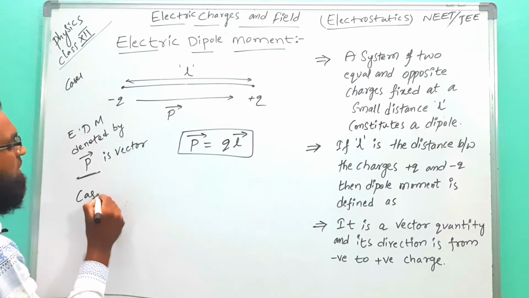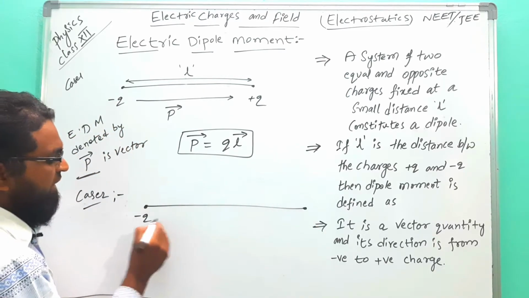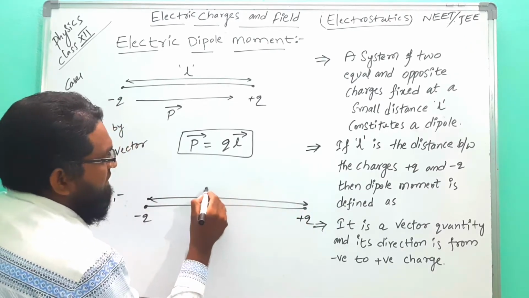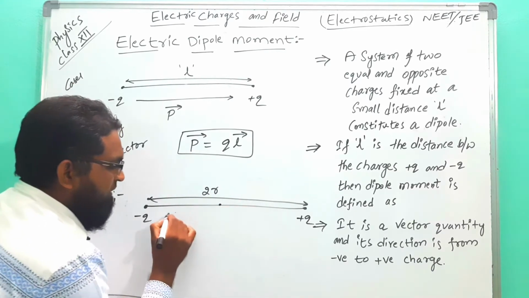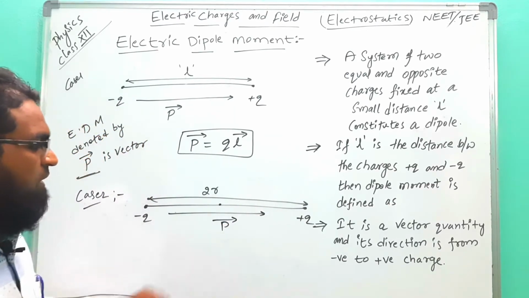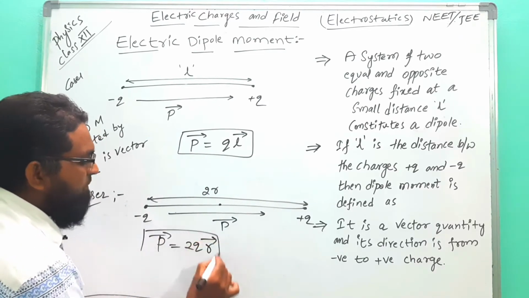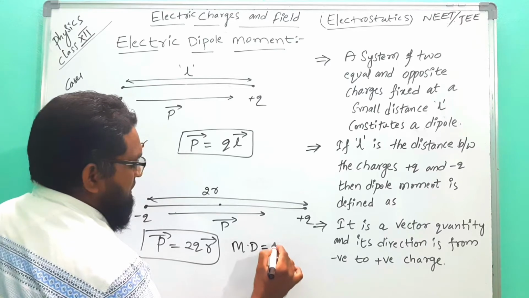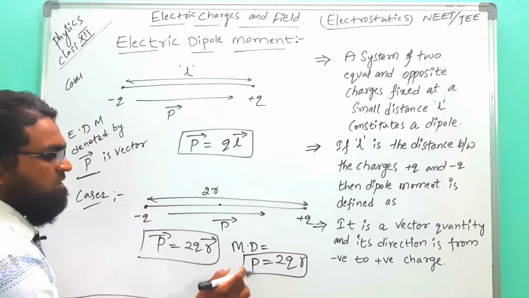Next, second example, case 2. For example, two charges are there and the length is increased. This is the negative charge and this is the positive charge. The distance between the charges is 2r. The dipole moment is directed from negative to positive, P bar, and here P bar equals 2Q R bar. This is very important, students. When writing the magnitude of the relation, P equals 2QR only. This is the vector form, and this is the magnitude form.